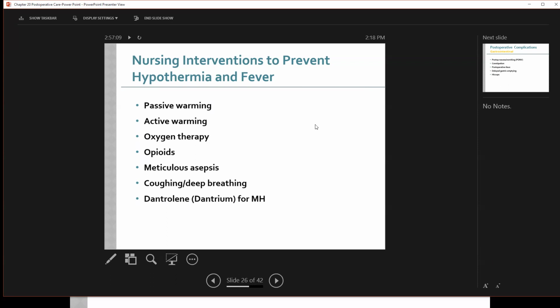Meticulous asepsis should be used in caring for the surgical incision as well as the IV site. Coughing and deep breathing, as well as incentive spirometry, will help keep the patient's airway clear.